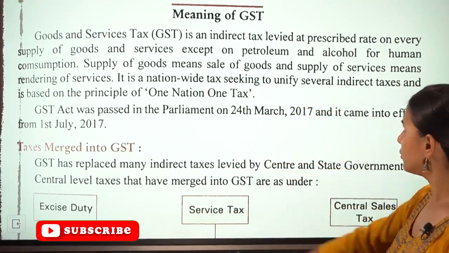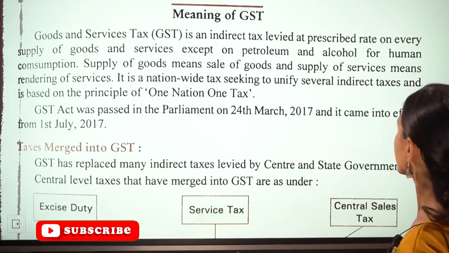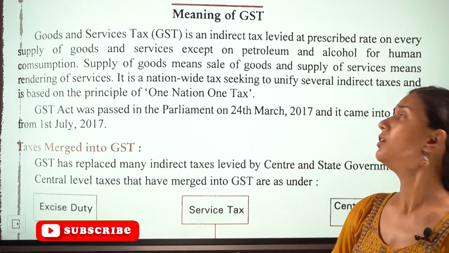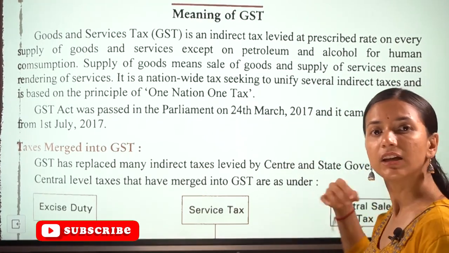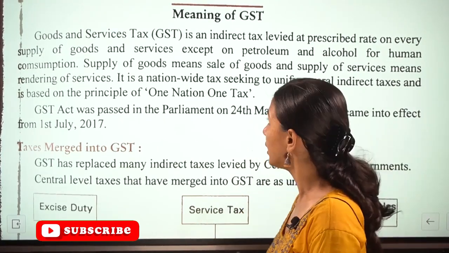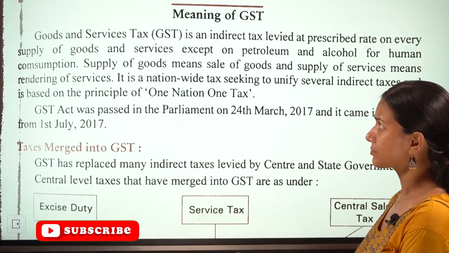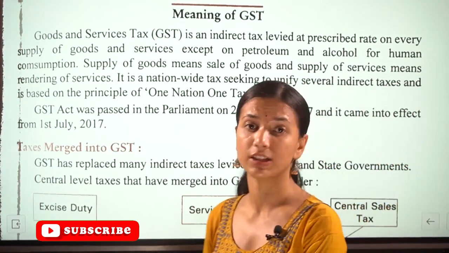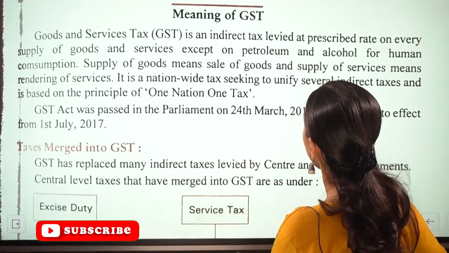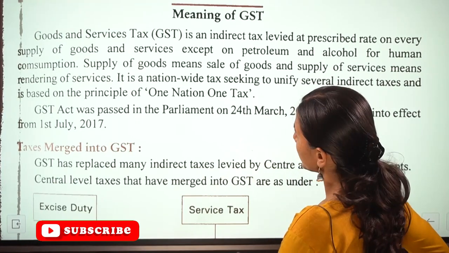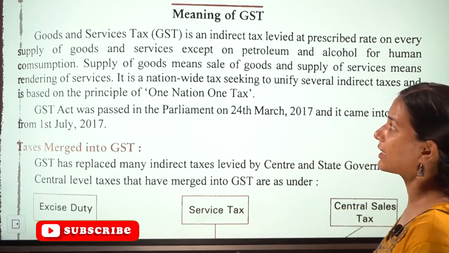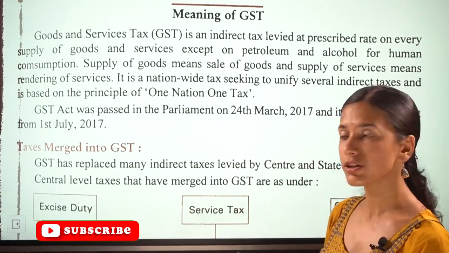Okay. So it is an indirect tax levied at a prescribed rate on every supply of goods and services except on petroleum and alcohol for human consumption. So whatever goods and services are there, the taxes are levied on the supply of goods and services. Supply of goods means sale of goods, and supply of services means rendering of services.